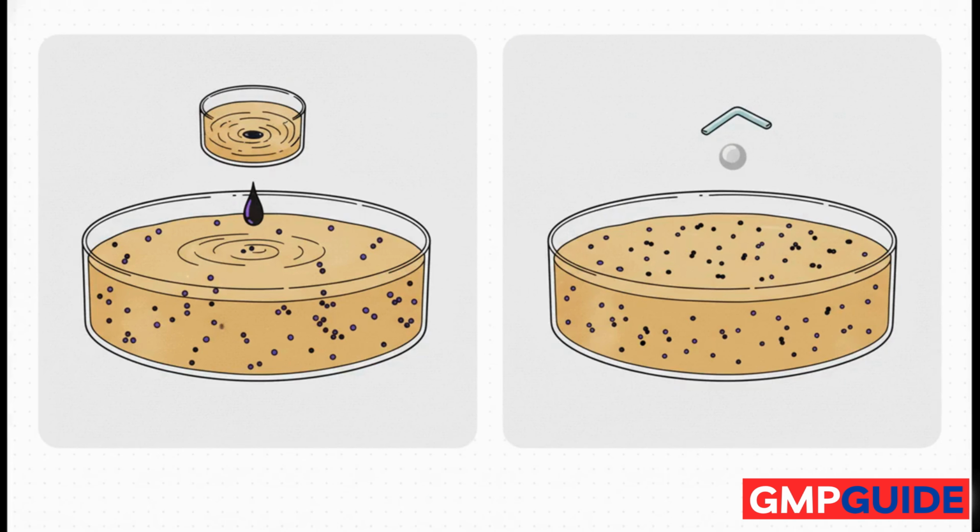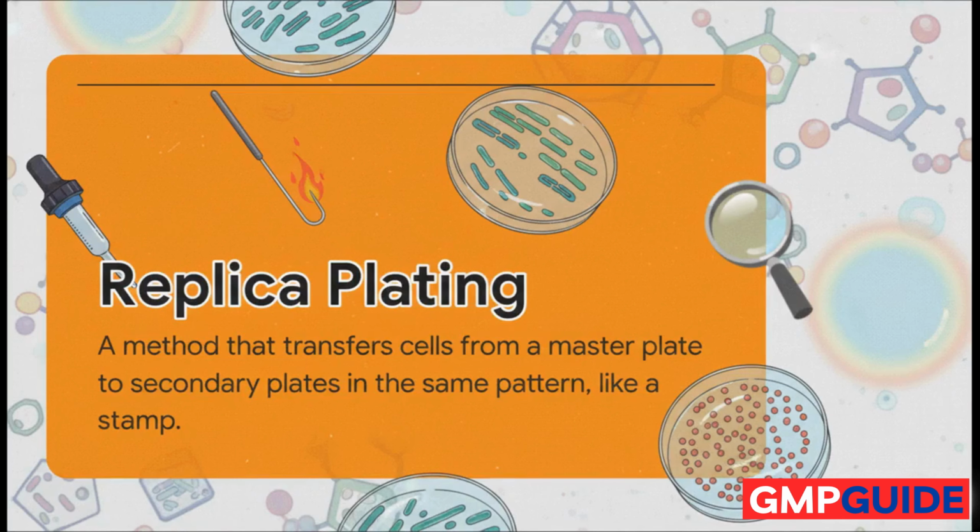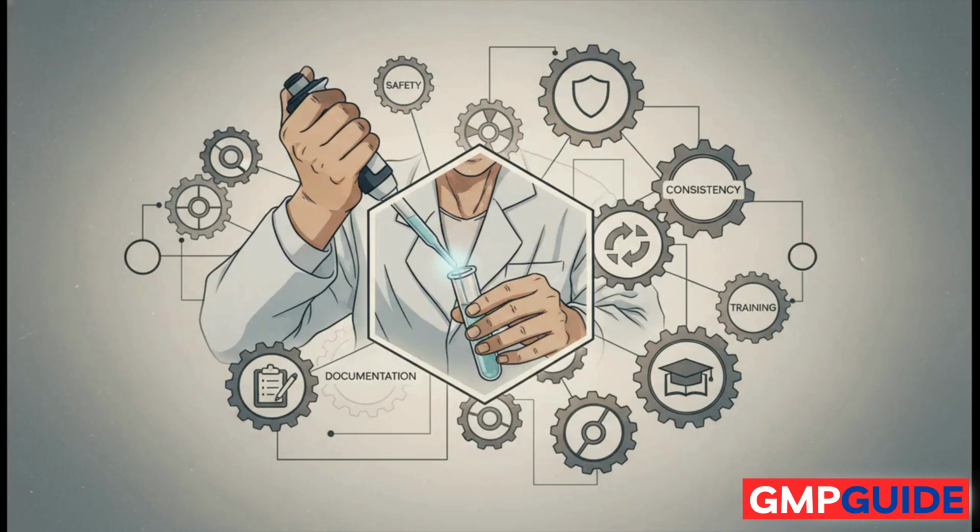With pour plating, colonies grow inside the agar. With spread plating, they grow right on top. Now for a really cool trick. Replica plating is like a rubber stamp for bacteria. So useful. But you know, doing these techniques right is only half the battle.